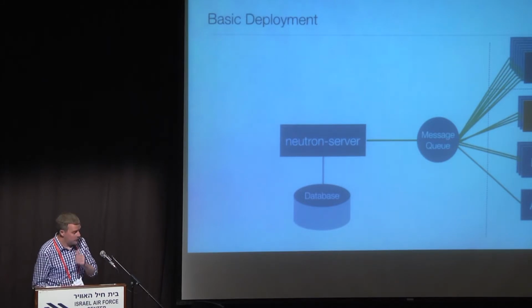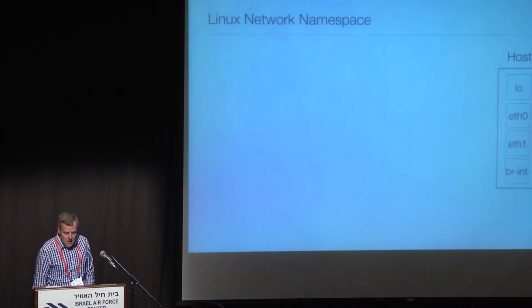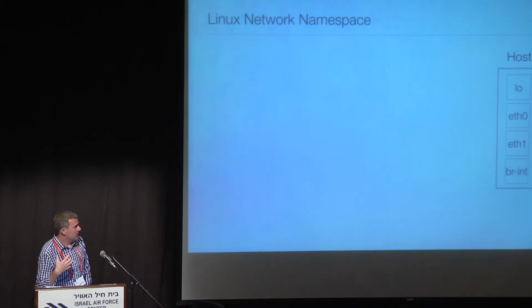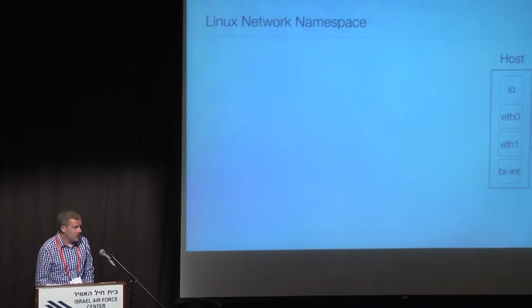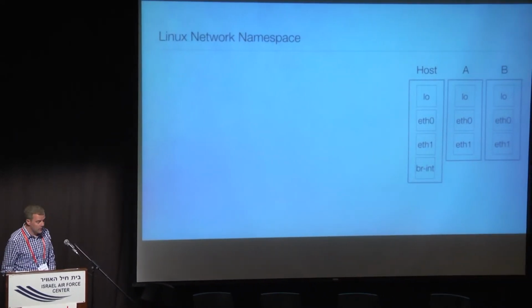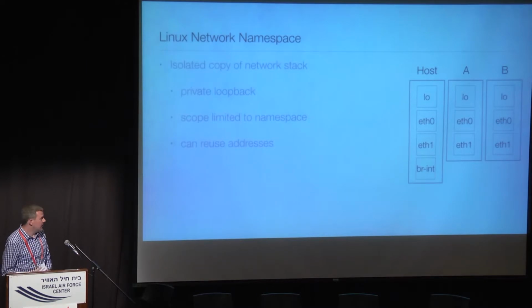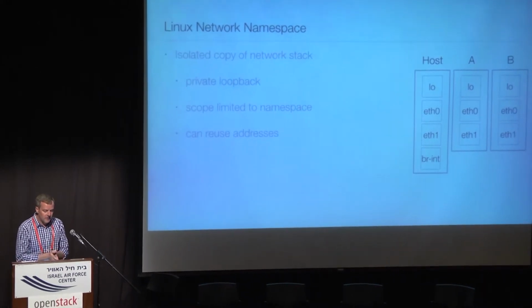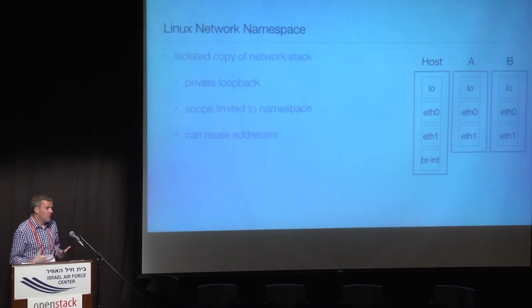So if we return to our diagram again, let's take a tour into the layer 3 agent. But before we dive into how the layer 3 agent works, it's important to look at how we've implemented isolation. One of those things is we use Linux network namespaces frequently. A Linux network namespace is an isolated copy of the network stack. The work was derived from the same work for doing containers. It provides a private loopback as well as a limited scope, so whatever processes are running within that namespace will see the network stack and the network topology as it appears in that namespace.